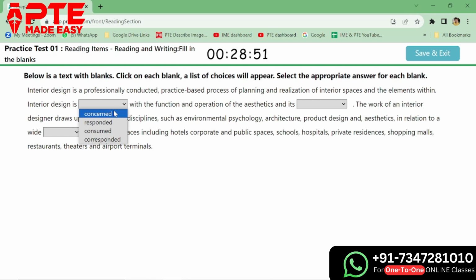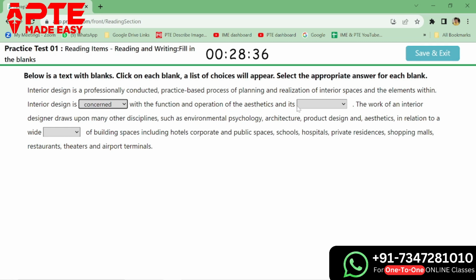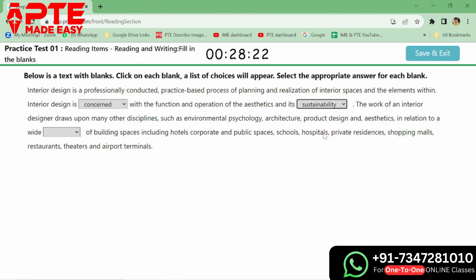So here we are going to have the word concerned. Interior design is concerned with the function. Responded cannot come, consume no, corresponded no, concerned. It is concerned with the function and operation of the aesthetics, as in beauty, and its dash, as in some noun is going to come. So let us look at the option. Capable is not a noun. Environmental is not a noun. Denied is not a noun. So sustainability, as in long term uses, something which can be used for a long time. So here sustainability is going to come.